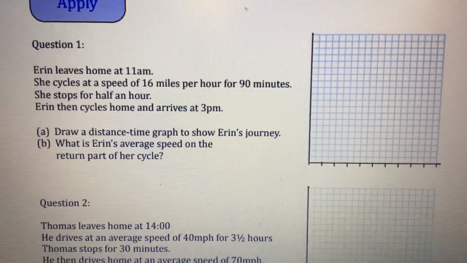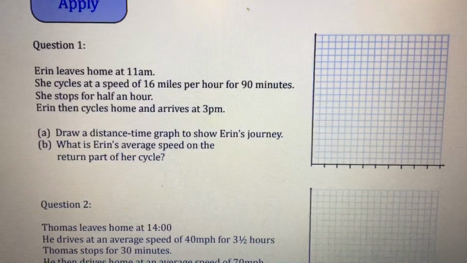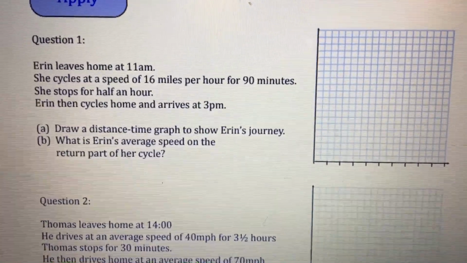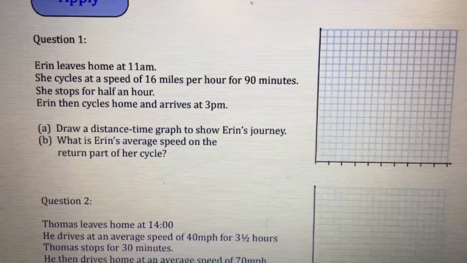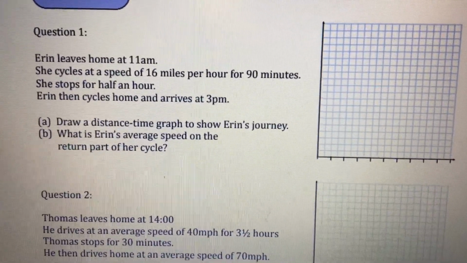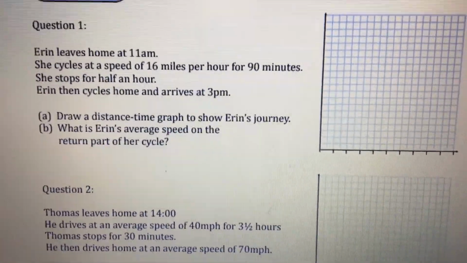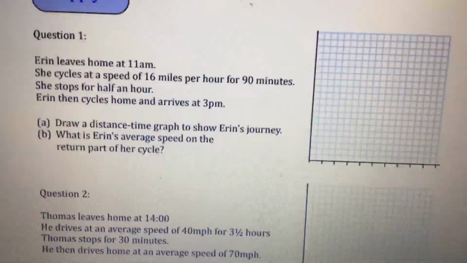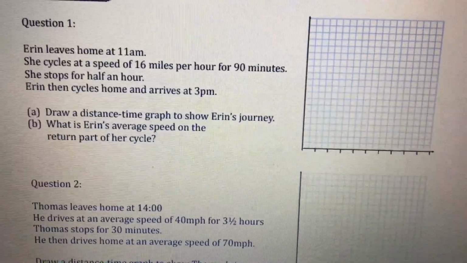Draw a distance time graph to show Erin's journey. What is Erin's average speed on the return part of her cycle? Okay, so what we'll try and do is just get a rough picture of what's going on. So she leaves at 11 a.m. She then cycles at a speed of 16 miles per hour for 90 minutes. So we're going to have to work out what distance she travels there.